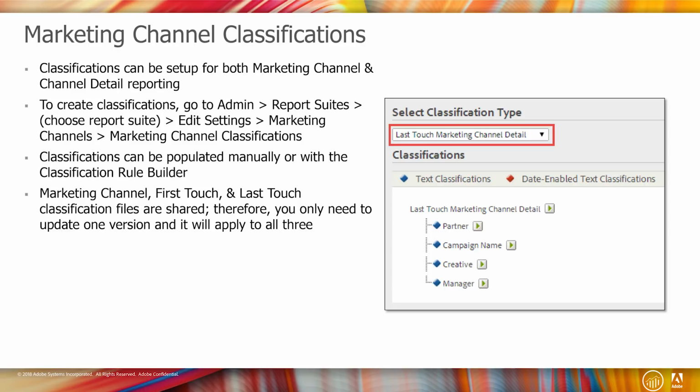Now, any of those can be used, and when you apply a single classification to one, then that actually flows to all three of them. So you only have to perform that once. Keep in mind, you can upload classifications through the standard classification importer or through using the classification rule builder as well. Both of those may be useful for you.